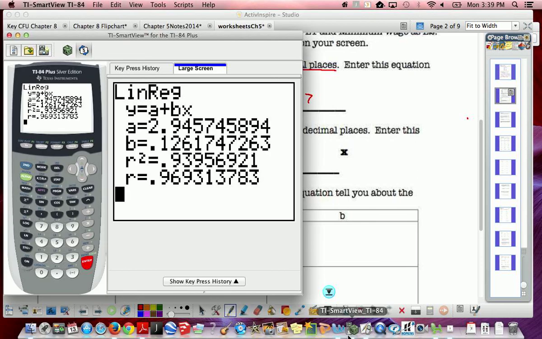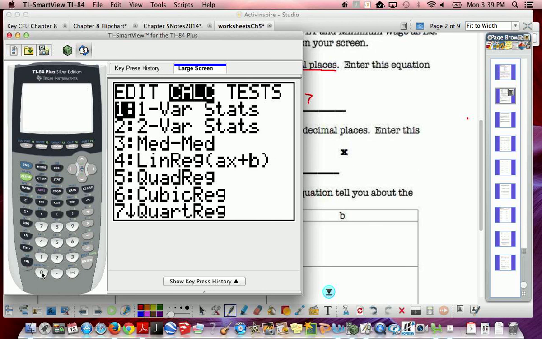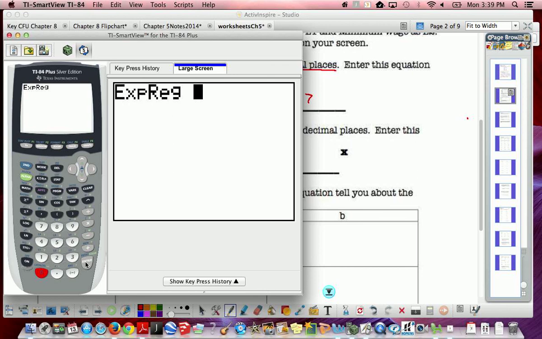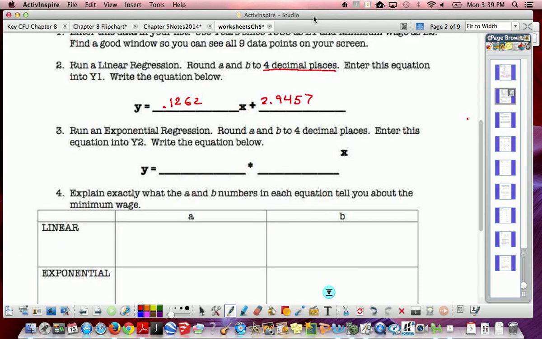We're going to do the same thing again with our calculator. Go back to it, and we're going to do exponential regression. I'm going to go stat, calculate, 0, exponential regression. I'm going to select that one, and there I have my A and my B. I'm going to note those down into my answers right here, again to 4 decimal places: 3.1364 times 1.0267 to the x power. They actually have the x there in both of these equations.